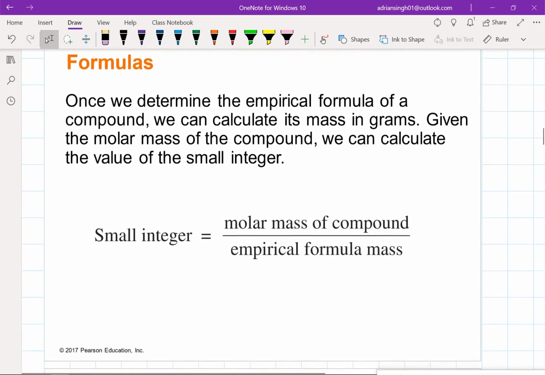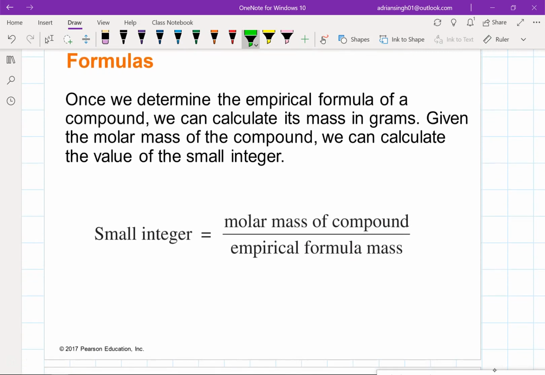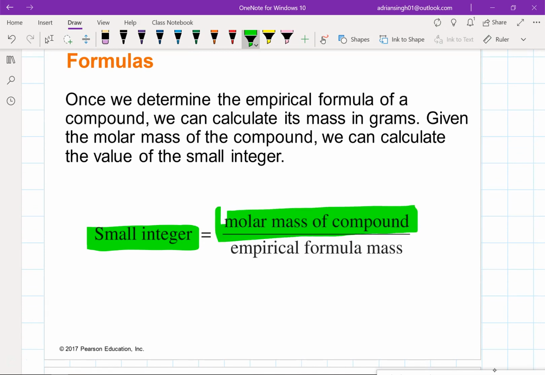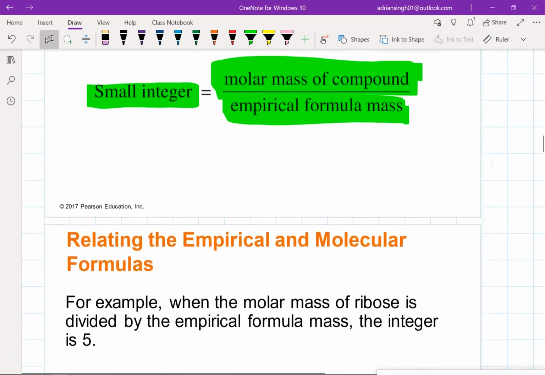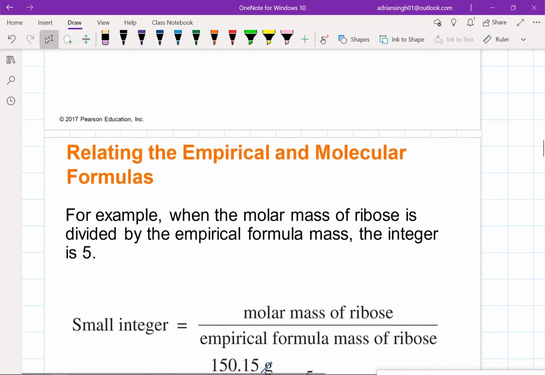So how are we going to get that small integer? Well, it's actually really simple. We get that small integer by dividing the molar mass for the compound, which we know how to do, we've seen it in the previous sections, by the formula mass for the empirical formula. The molar mass for the compound is usually going to be given to you, and we divide that by the empirical formula mass, which we can calculate if we have the empirical formula.